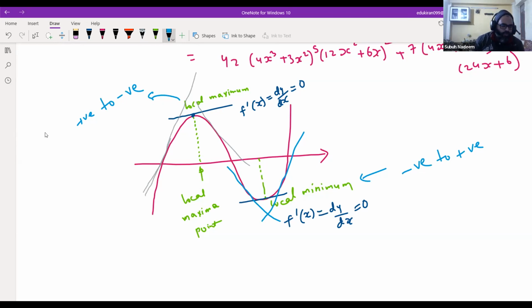This is the slope. And at exactly the local maximum, it is zero, and at exactly the local minimum, it is zero. So the slope changes sign from positive to zero to negative in the case of a maximum, and in the case of a minimum from negative to zero to positive.